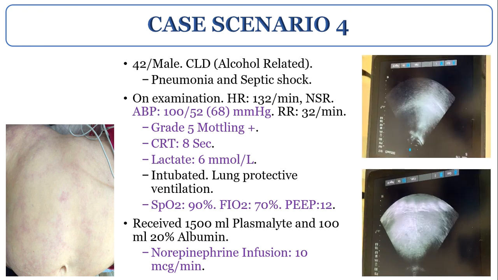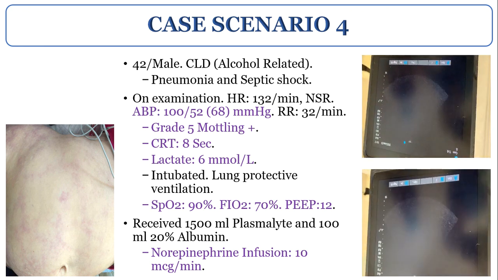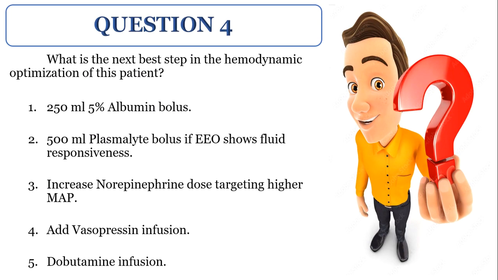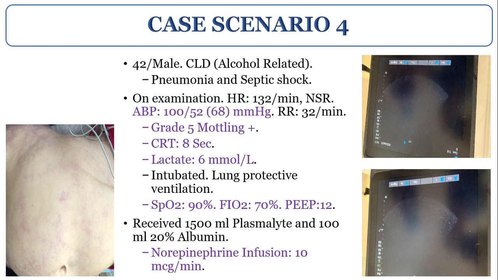So patient has already been given 1500 ml of Plasmalyte. Why have we given Plasmalyte? Here probably I will not give Ringer's lactate because this is a Child-Pugh class C. So Plasmalyte can be given. Otherwise, norepinephrine already on 10 microgram per minute. Now the question is, have you seen the ultrasound? I hope you could appreciate this. There is a B profile and there is some pleural effusion.